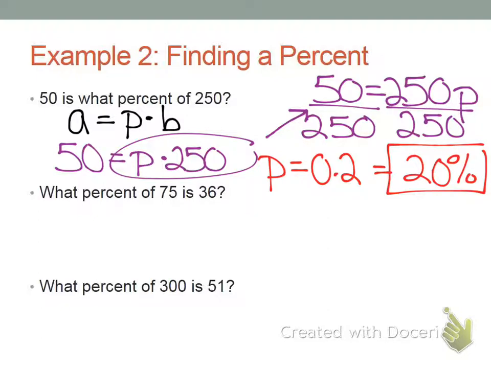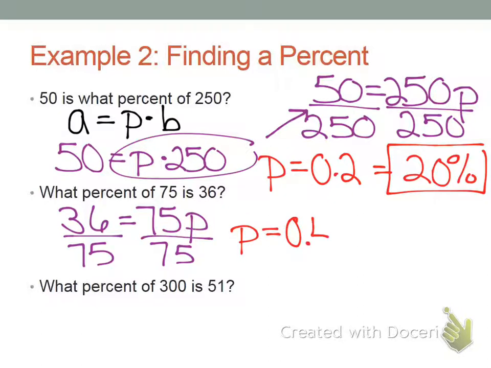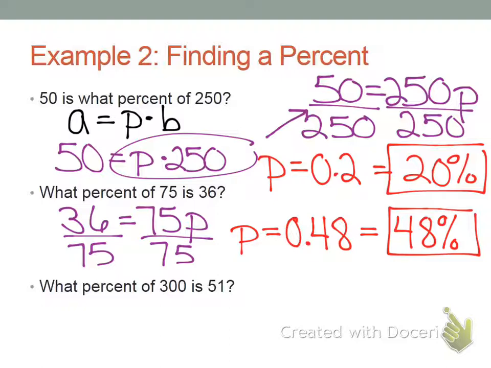All right, I want you to try your substitutions for the second one. Okay, so 36 equals 75p. Who got it? 36 equals 75p. What do you divide both sides by? 75. P equals 0.48, but is that my answer? No, what did I get? 48%. Who got 48%? Raise your hands if you got 48%. Malcolm, no, you didn't get it. All right, do you see where you went wrong? Xander? Loza? Okay, so everybody get the third one right now. What percent of 300 is 51?